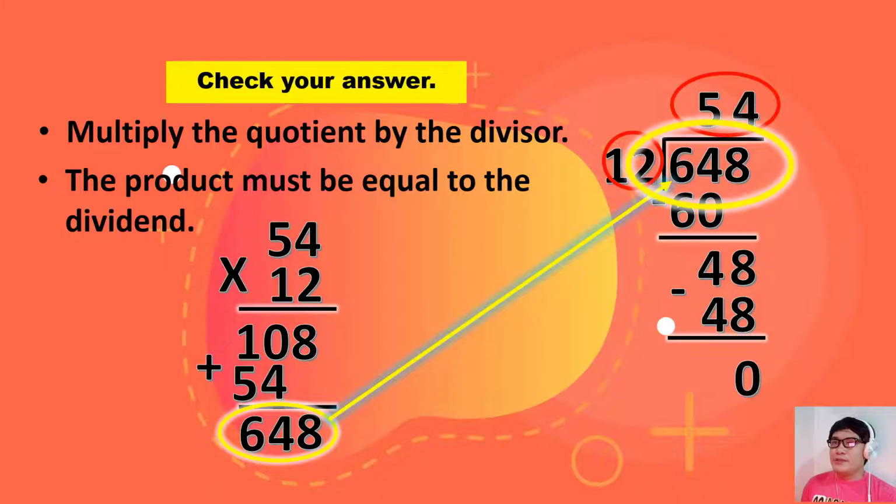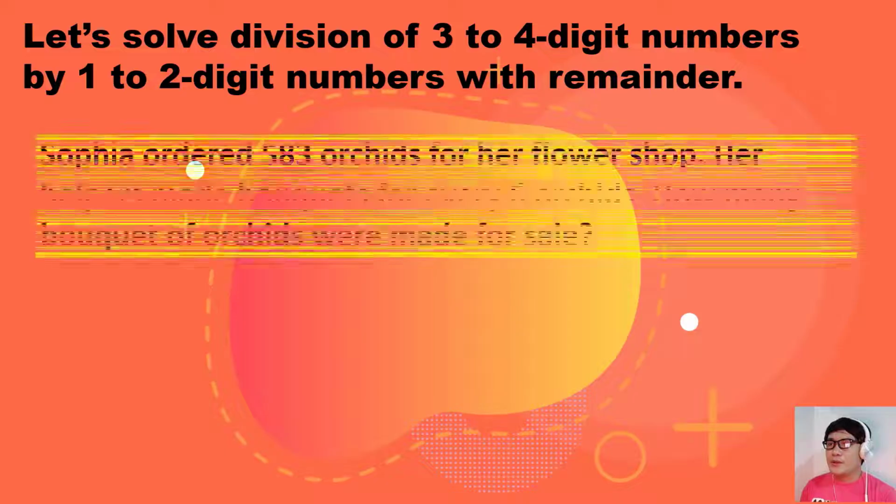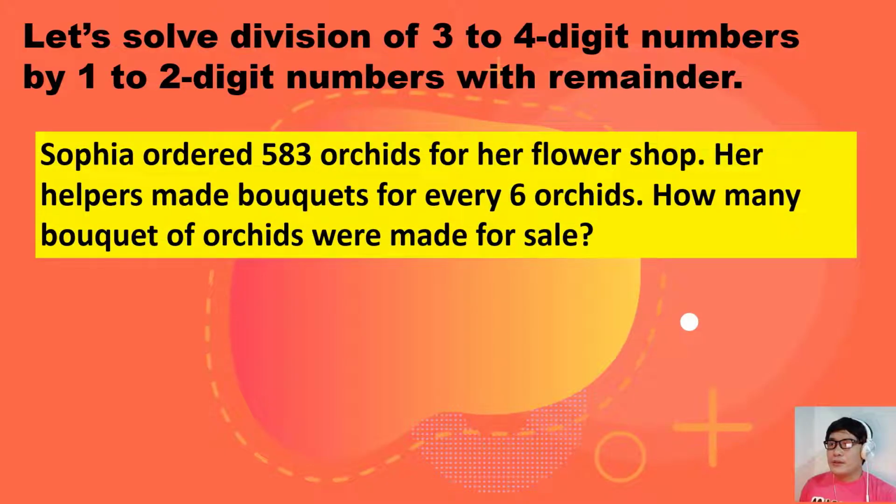Let us solve division of 3 to 4 digit numbers by 1 to 2 digit numbers with remainder. Let us read the problem. Sophia ordered 583 orchids for her flower shop. Her helpers made bouquets for every 6 orchids. How many bouquets of orchids were made for sale?